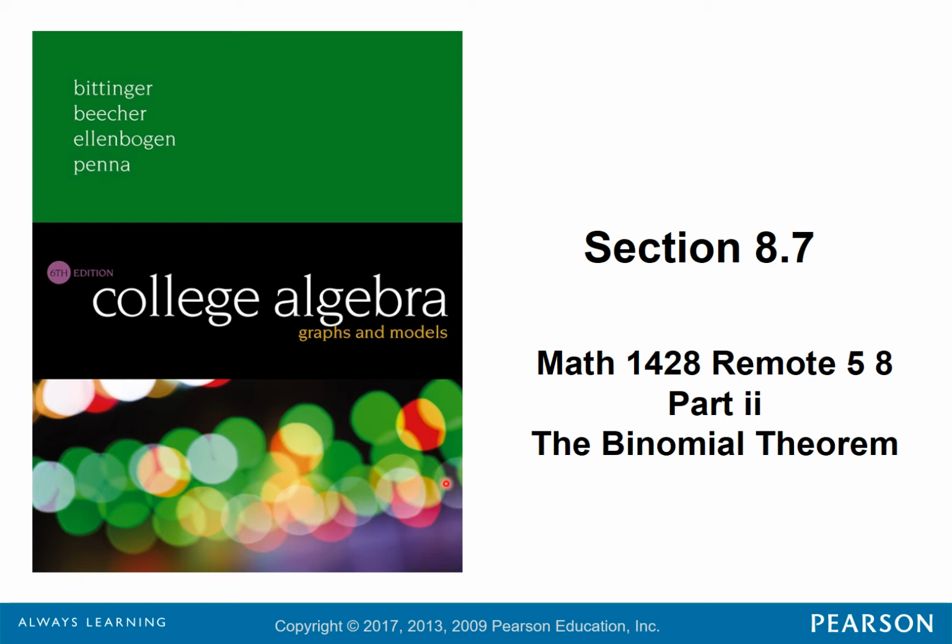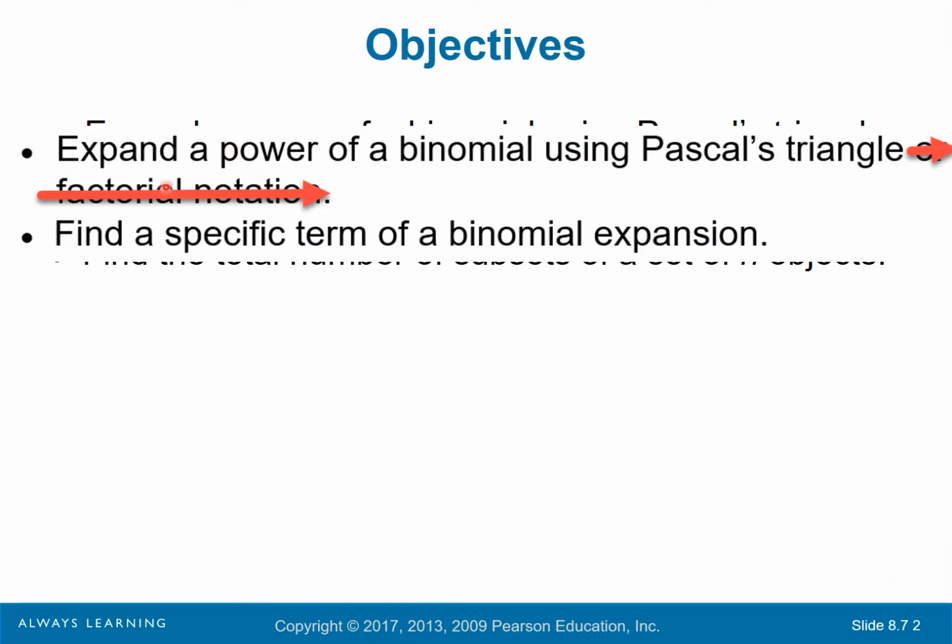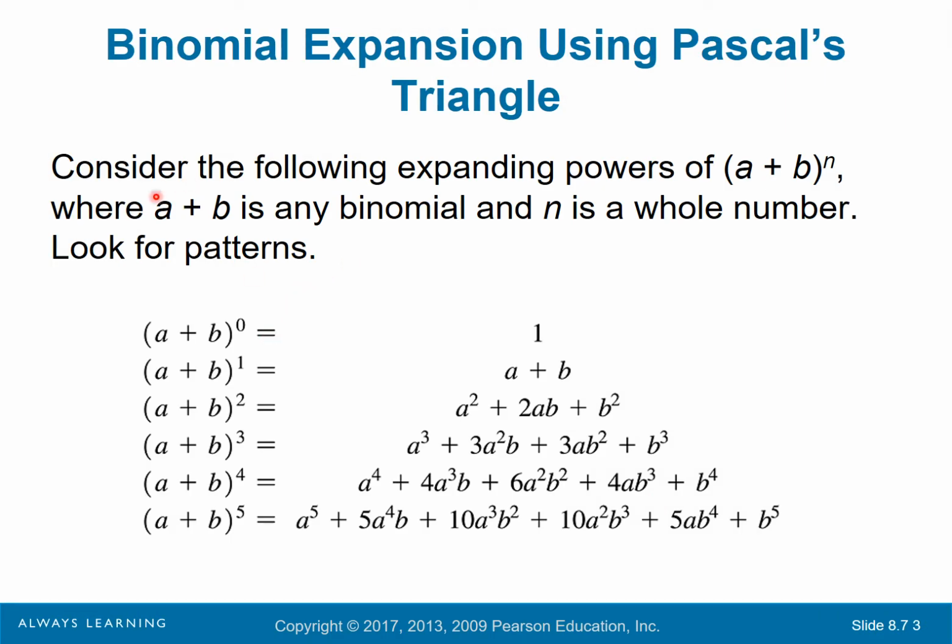Hello, this is Math 1428, remote delivery for May 8th, and this is dealing with section 8.7 in your book. The topic you want to learn is to expand the power of a binomial using what's called Pascal's triangle. A second objective is to find a specific term of a binomial expansion. Let's talk about this.